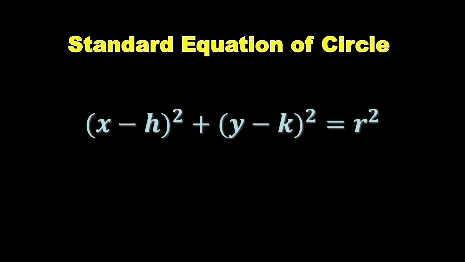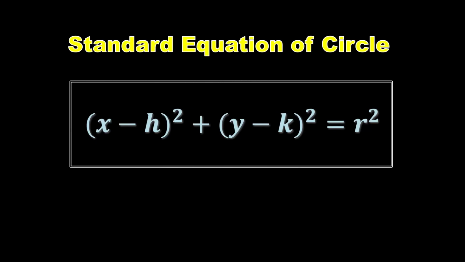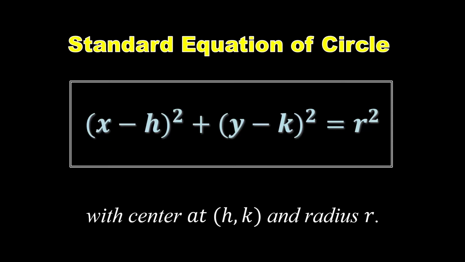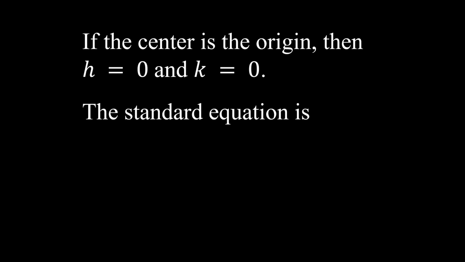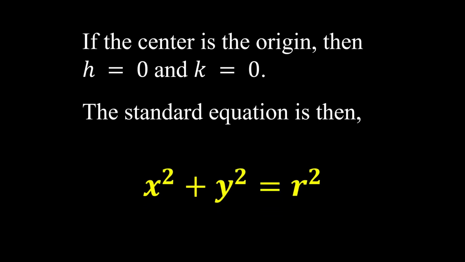Thus, the equation of a circle in standard form is (x minus h) squared plus (y minus k) squared equals r squared, with center at (h, k) and radius r. Now if the center is the origin, then h is equal to 0 and k is equal to 0. The standard equation is then x squared plus y squared is equal to r squared.